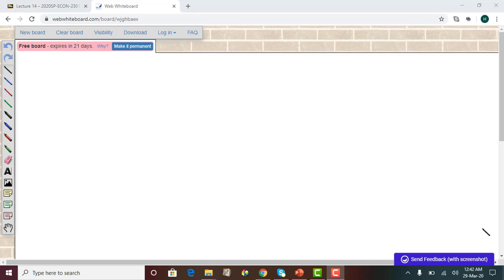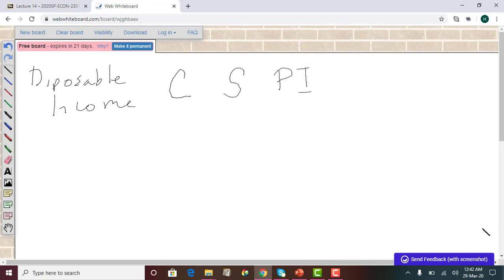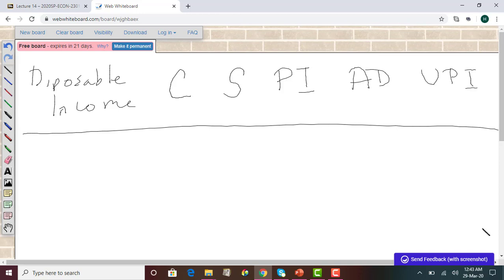All right, so let's look at an example of planned investments, unplanned investments, and savings. Okay, so let's say you're given this table. On the first column, you have disposable income. Then you have consumption. Then you have savings. Then you have planned investments. Then you have aggregate demand. And then you have unplanned investments. Okay. So let's say these are the items in your table. Sorry, my handwriting is not that good, but I hope that's big enough for you to understand.